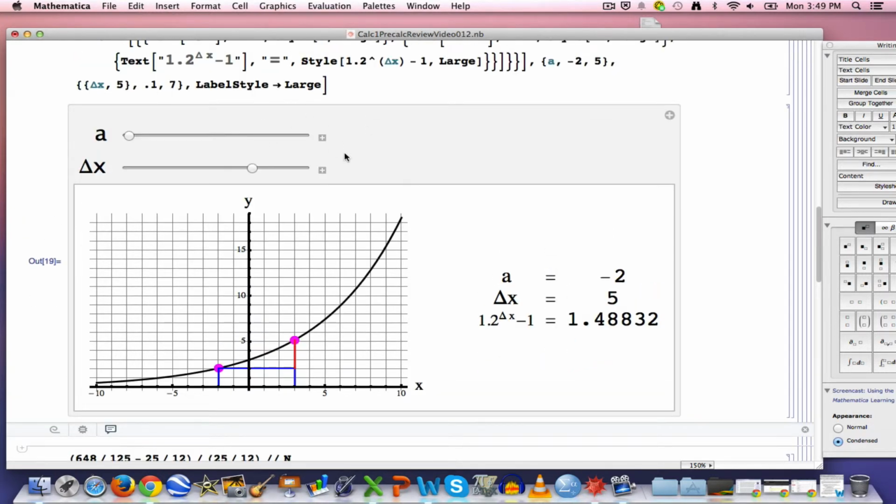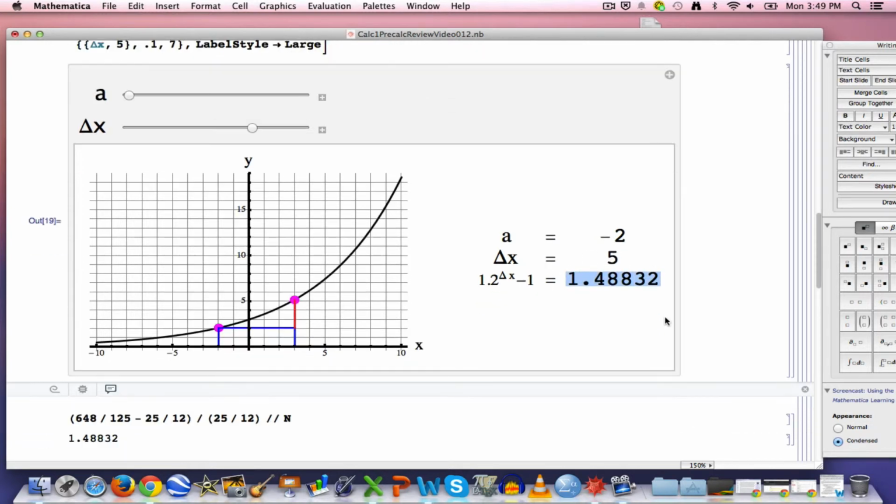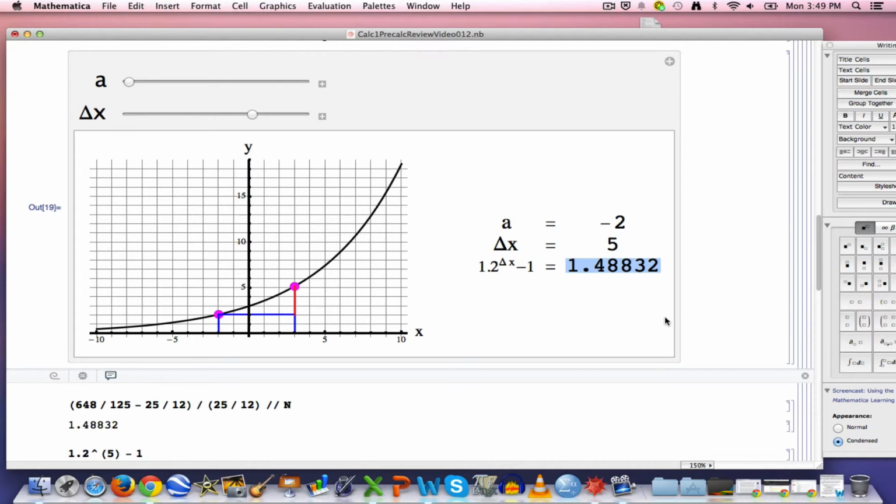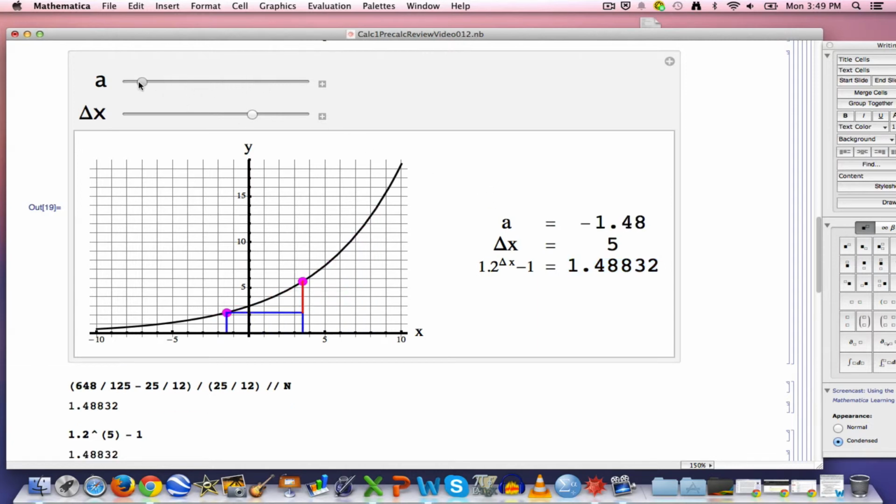Now we can see there's the starting value of a, and delta x is 5, and I get the same value for that relative change of y, again representing a relative change of 148.8%. It is not affected by a. A changing doesn't affect it, but delta x changing does.